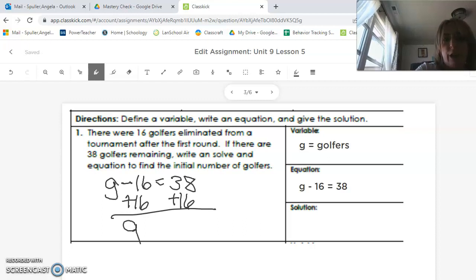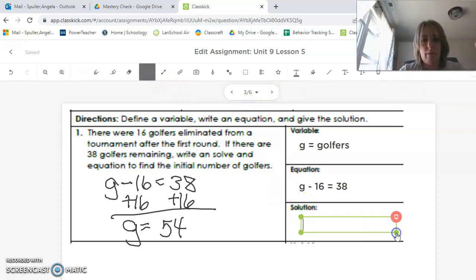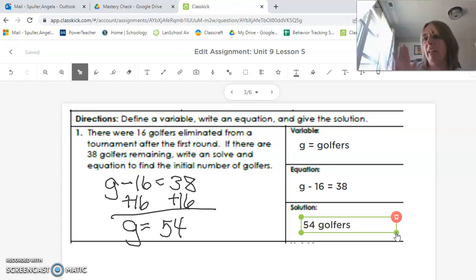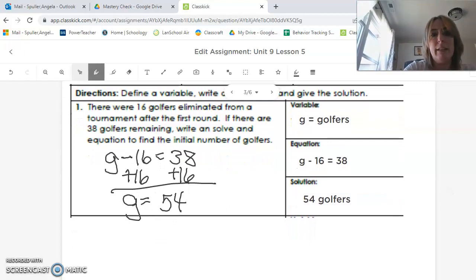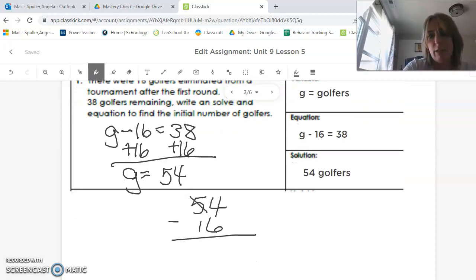So I get G equals 54. Okay, so my solution is 54 golfers started the tournament, 16 got eliminated, and 38 are left. How do I prove that? Well, I can easily say 54 minus 16.